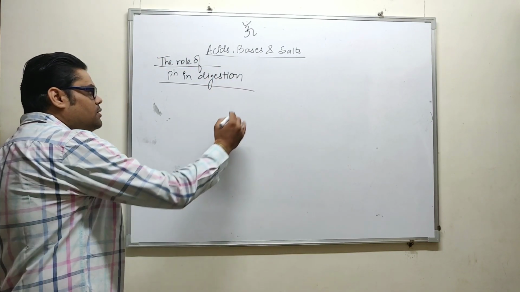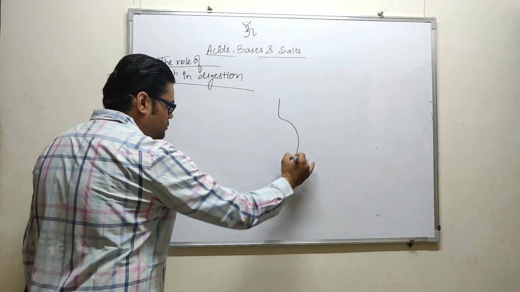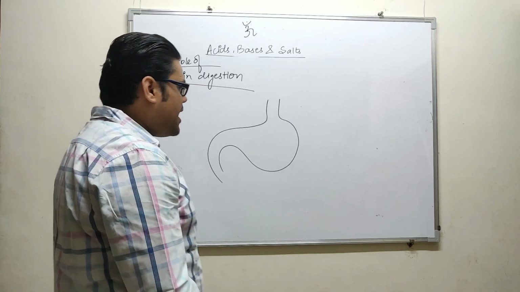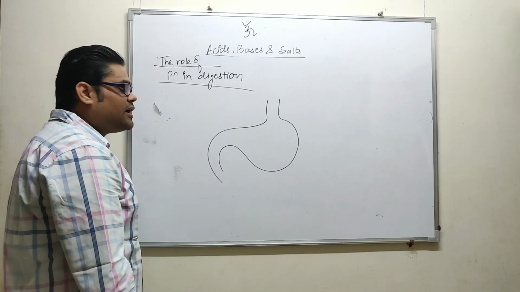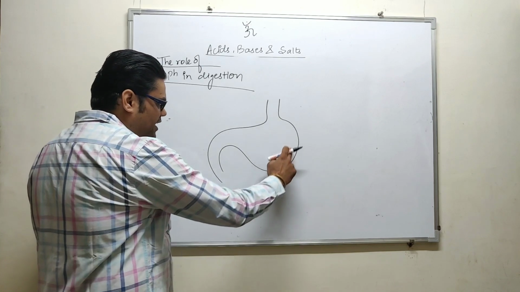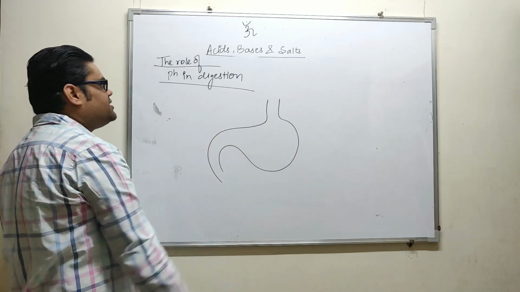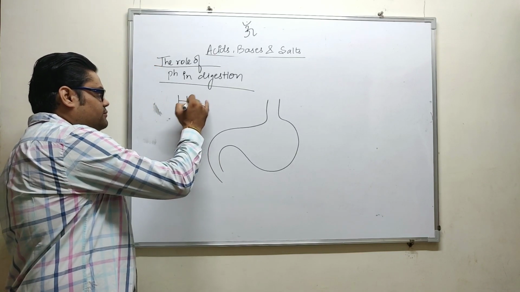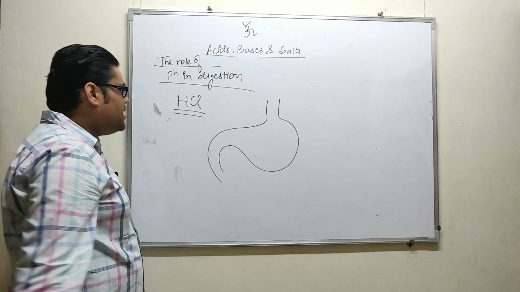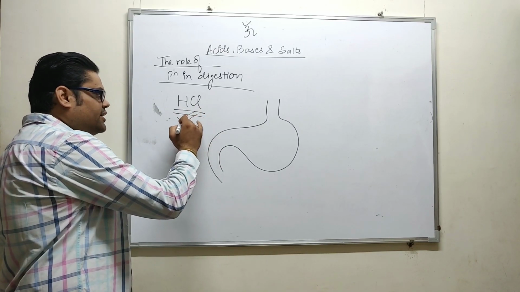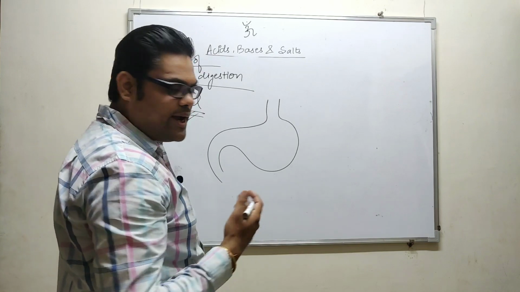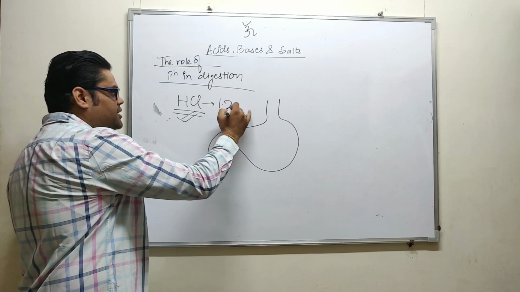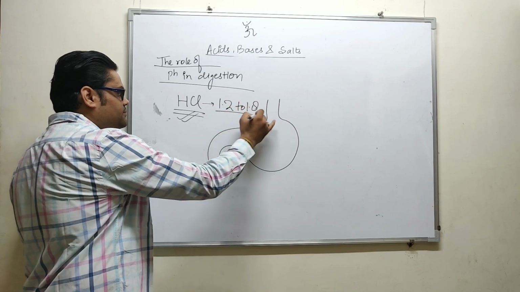For example, this is our stomach. It's a bag-shaped organ having glands. Okay, so we have gastric glands over here, and all these gastric glands secrete different types of digestive juices. Now, the very first, HCl, secreted by oxyntic glands or oxyntic cells. This HCl will make the medium highly acidic, pH 1.2 to 1.8.